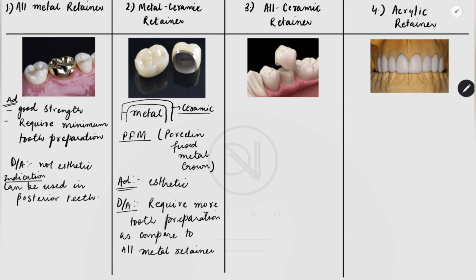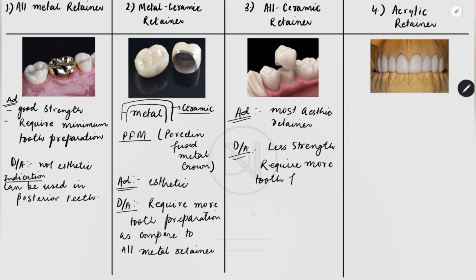Now coming to the all ceramic retainer. The advantage of this is that it is the most aesthetic retainer, but the disadvantage is that it is having less strength and it requires more tooth preparation. It is generally indicated for the anterior teeth, whereas metal ceramic can be indicated in both anterior as well as posterior teeth.